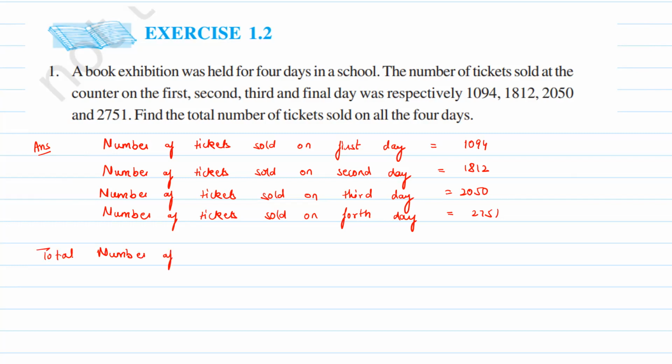Total number of tickets sold on all 4 days will be, you will add all. So 1094 plus 1812 plus 2050 plus 2751.